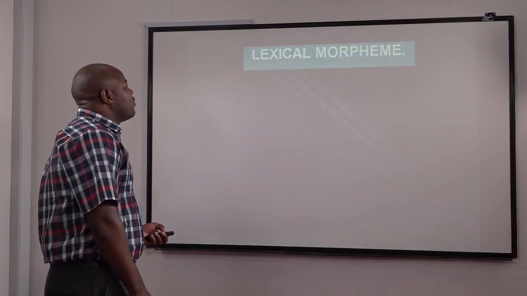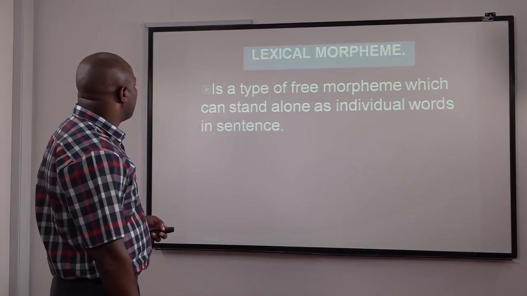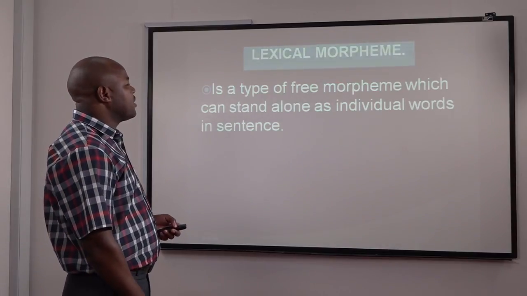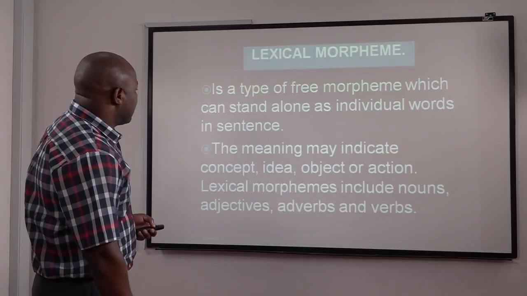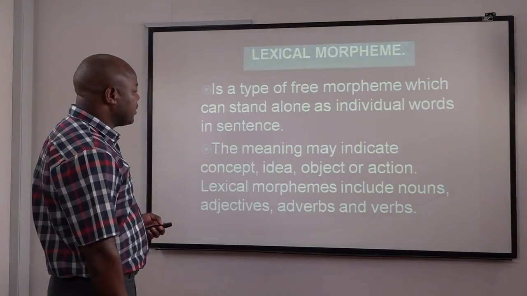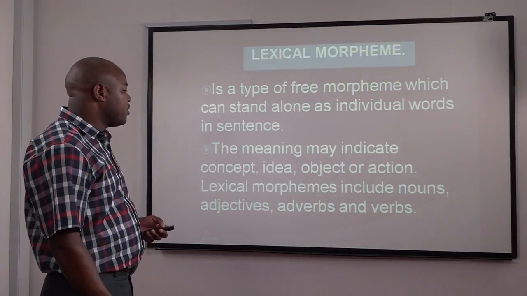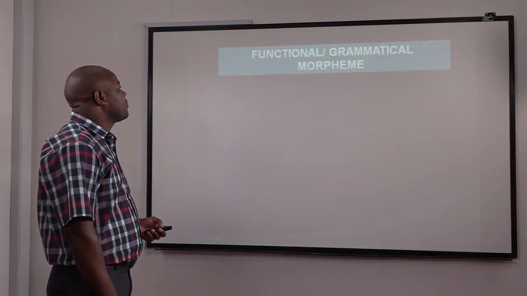Now, what is lexicomorpheme? Lexicomorpheme is a type of free morpheme which can stand alone as individual words in a sentence. The meaning may indicate concepts, ideas, objects, or actions. Lexicomorphemes include nouns, adjectives, adverbs, and verbs.